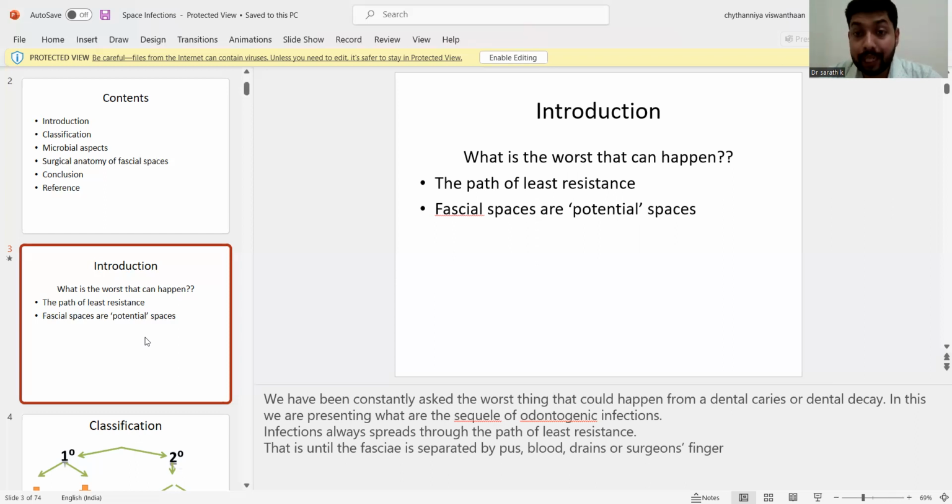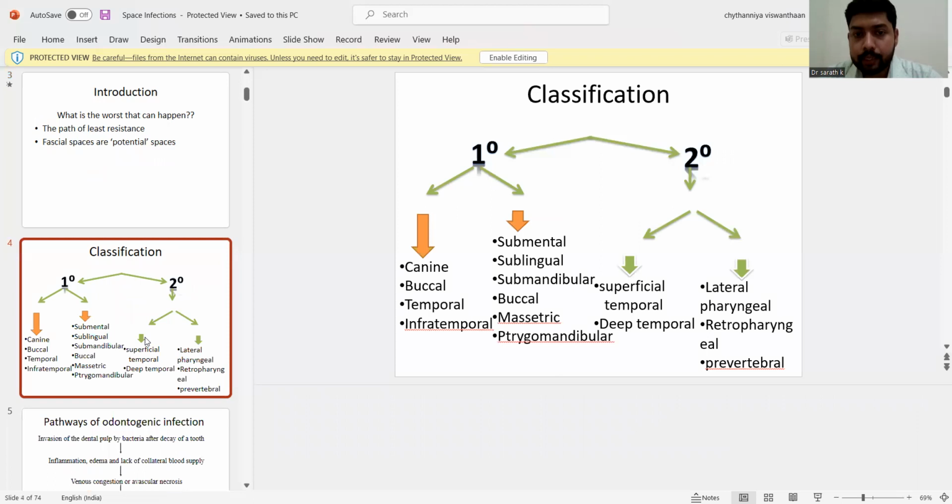Now we'll look into the classification. Broadly you can classify it as primary spaces of head and neck and secondary spaces of head and neck. In primary spaces, you have maxillary spaces as well as mandibular spaces. In your maxillary spaces, you have your canine space, buccal space, temporal space, infratemporal space. Coming to the mandible, you have your submental space, sublingual space, submandibular space, submasseteric space, or pterygomandibular space. Then you have your secondary spaces: superficial temporal space, deep temporal space, lateral pharyngeal space, retropharyngeal space, and prevertebral space.